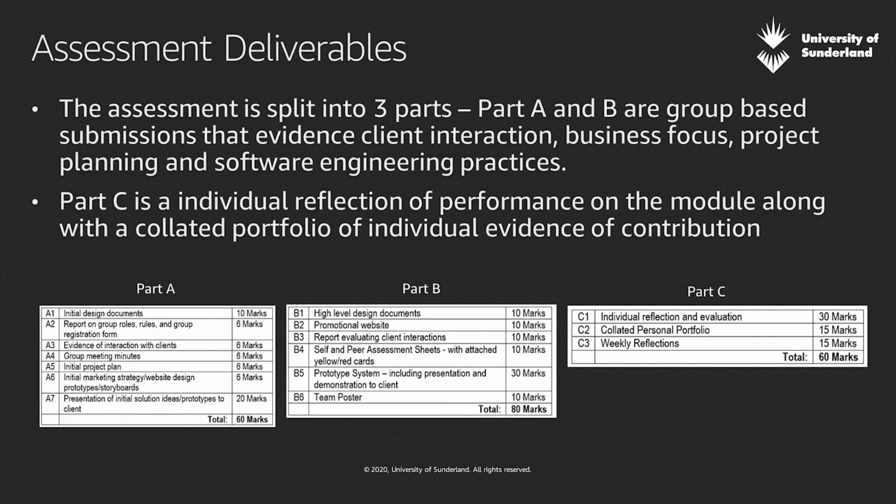For both Part A and Part B, there are elements of peer marking, and this is seen as a real strength of the module. Students evaluate themselves and their teammates across a range of areas, and this has a direct impact on the spread of marks allocated to each group member. Part C of the assessment is an individual piece of work that asks the students to reflect on their experience and performance in the module, as well as provide a portfolio of evidence of their individual contributions.